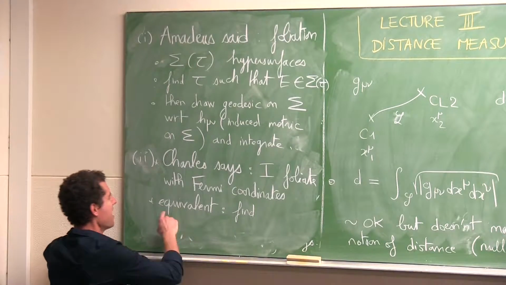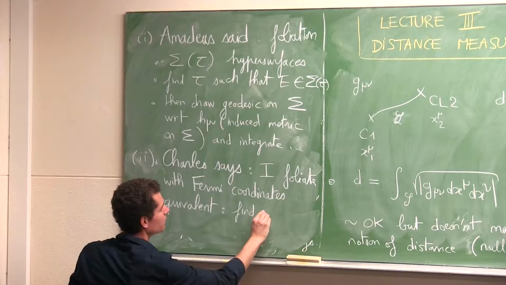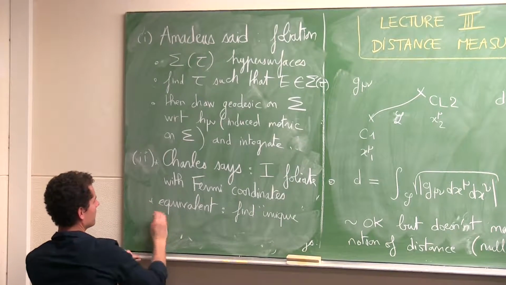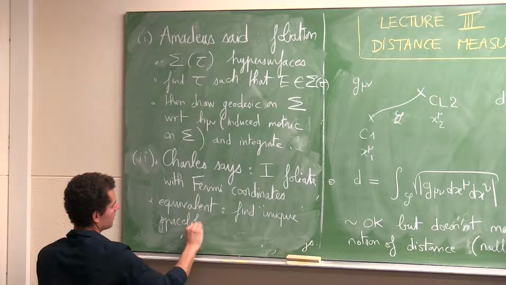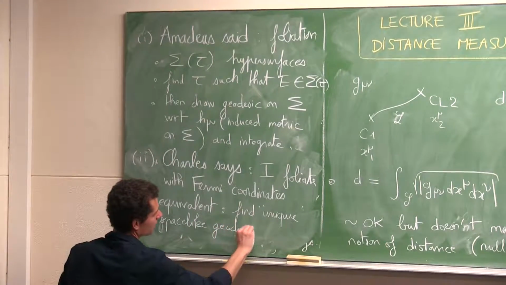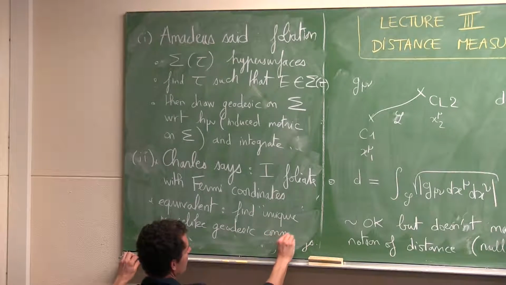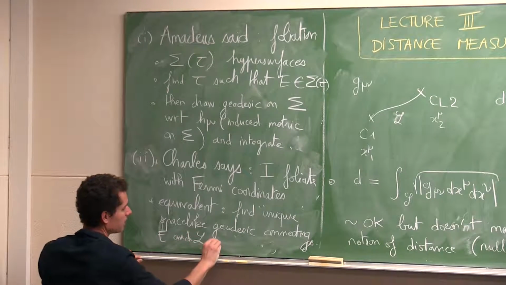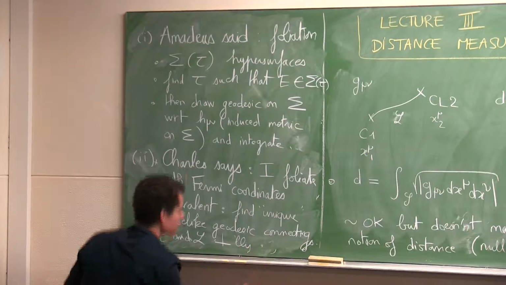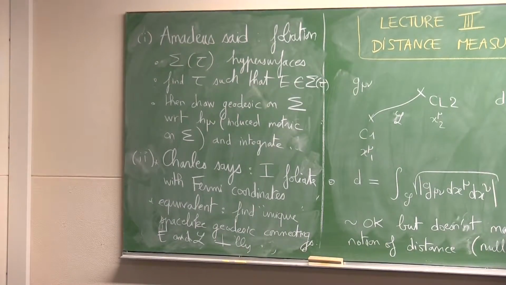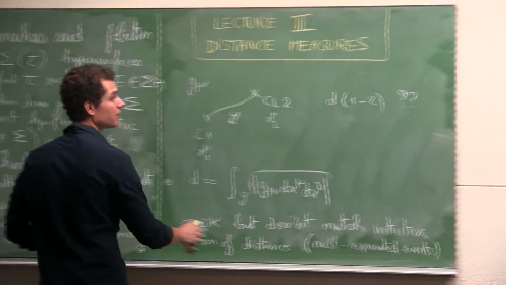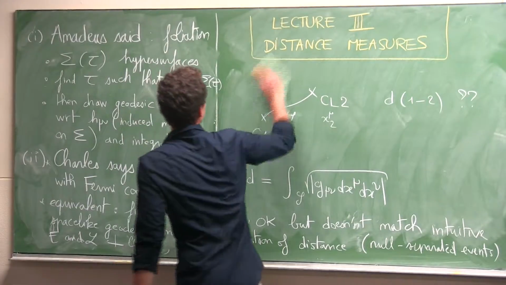So, I can find a unique space-like geodesic connecting E and L orthogonally. Right, so that's another way. And by the way, this is also what extremizes, what stationarizes the distance between the event and the world line.